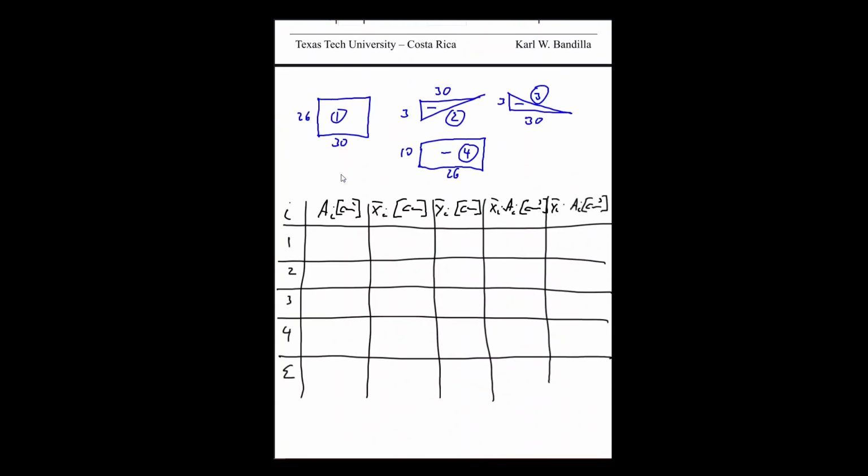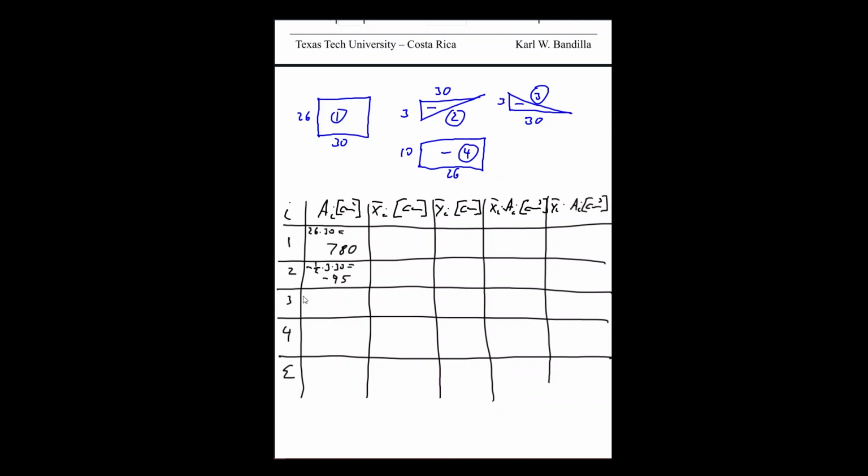All right, so the areas would be, if we start with 1, that would be 26 times 30, and that is 780. All the other ones are negative, right, because they're wholes, so this would be 1/2 times 3 times 30, so minus 45.